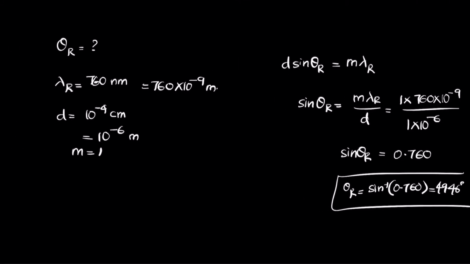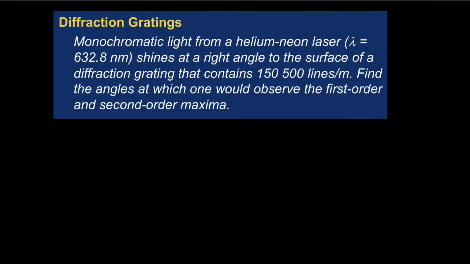So this is how you can use the diffraction grating problems and try to calculate the values. So let me give you one more problem so that you can practice on your own. So this is the problem. What is given here? The wavelength is given, which is 632.8 nanometers, shines at a right angle to the surface of a diffraction grating.